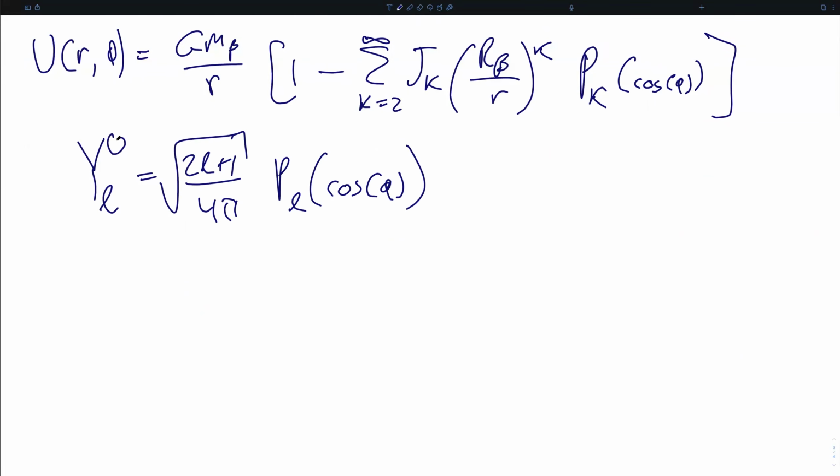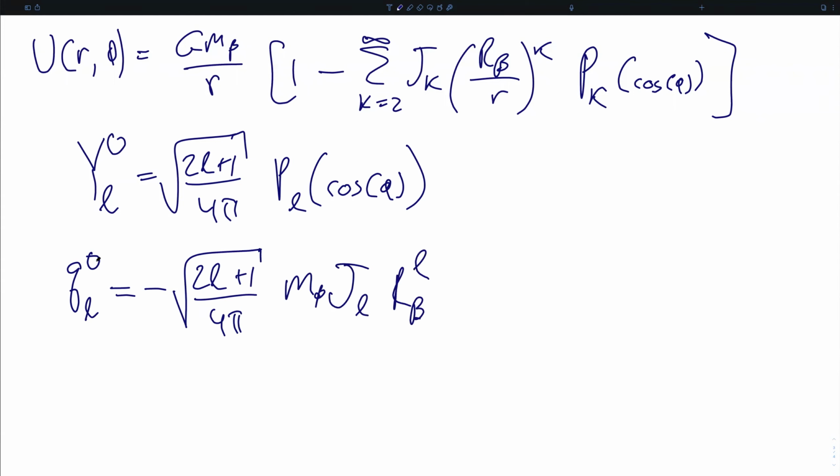the zeroth spherical harmonic was just the square root of (2l+1)/4π times the lth Legendre polynomial in cosine phi. We get that the lth zeroth multipole moment is equal to negative the square root of (2l+1)/4π times the mass of the body times the lth Jeffreys number times the equatorial radius to the lth power. This is the azimuthally symmetric subset of the multipole moments.